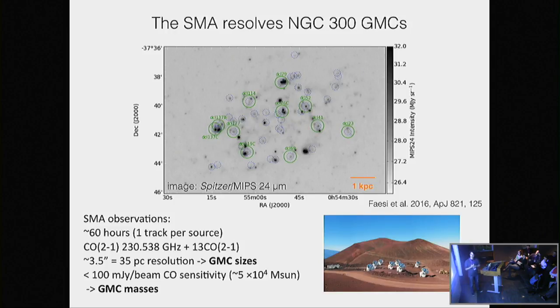So we first actually targeted this galaxy with the APEX single-dish telescope, and that's what the blue circles on this upper plot show, all the regions in the galaxy we were able to observe there. And detected CO in many positions. These were then candidates for follow-up studies with interferometers where we could actually resolve the GMCs. We started out doing this with the SMA and received a lot of time, about 60 hours, to study 10 sources in detail at 35 parsec resolution, and to get sensitivity down to about 50,000 solar masses.